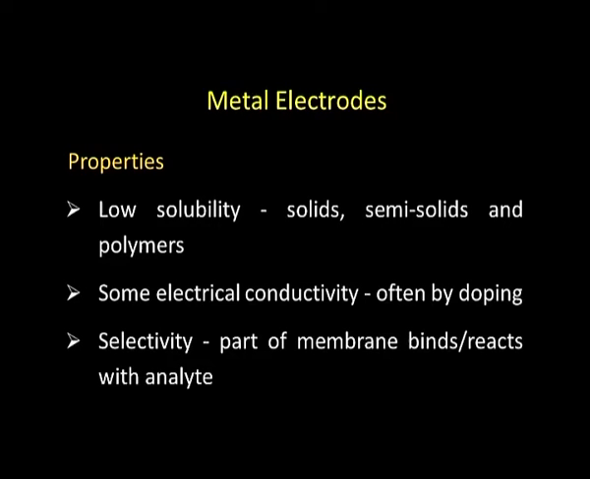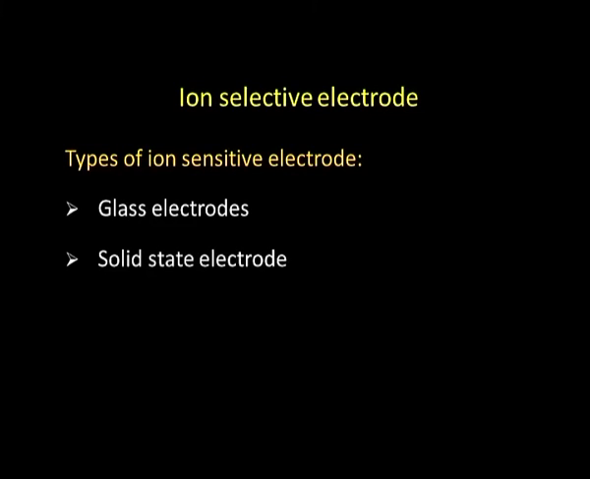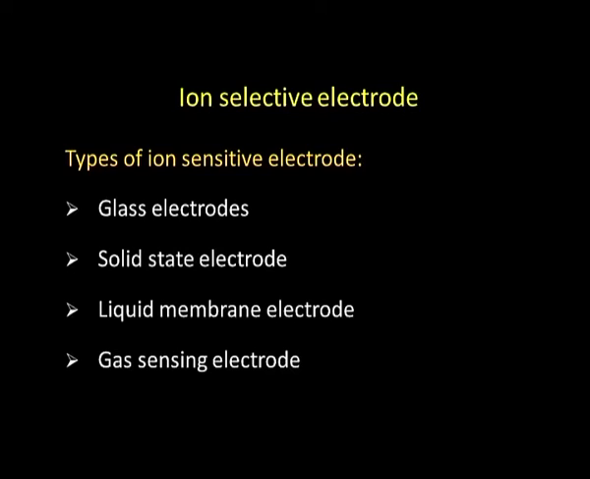Let us now come to the types of ion selective electrode: glass electrodes, solid state electrodes, liquid membrane electrodes, and gas sensing electrodes. Let us now come to a membrane electrode which is used widely for measuring pH.